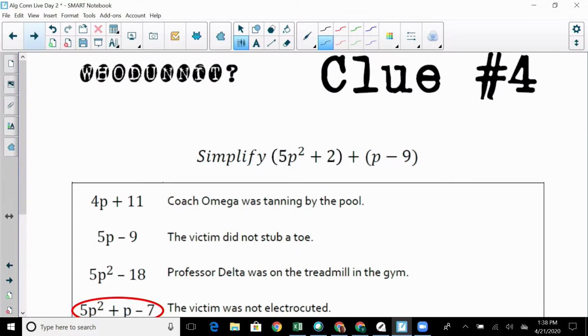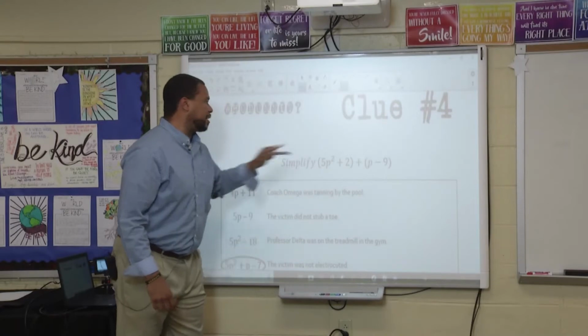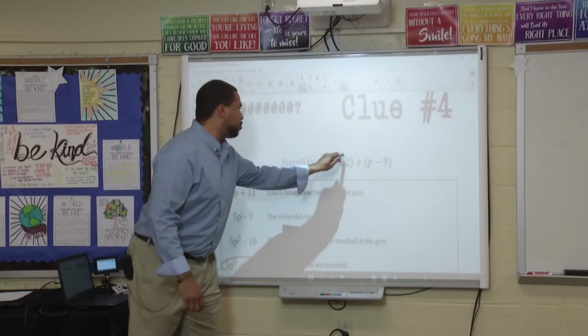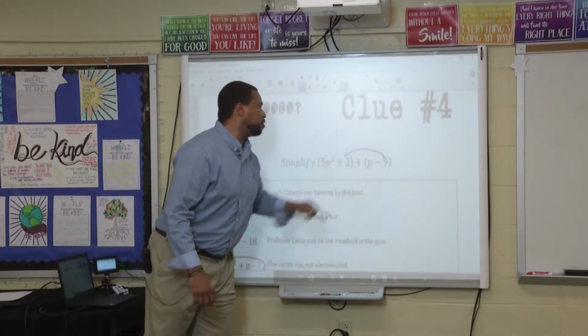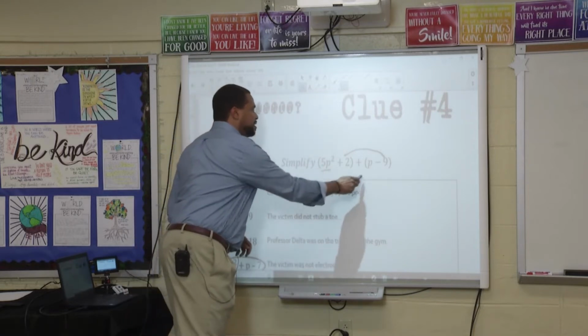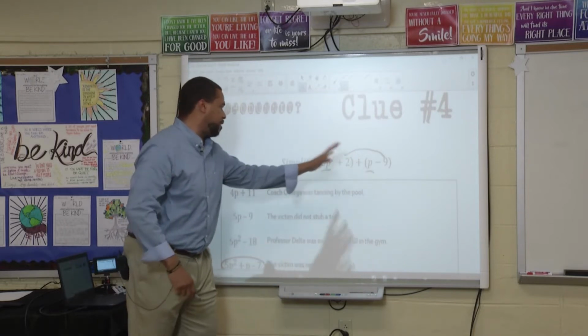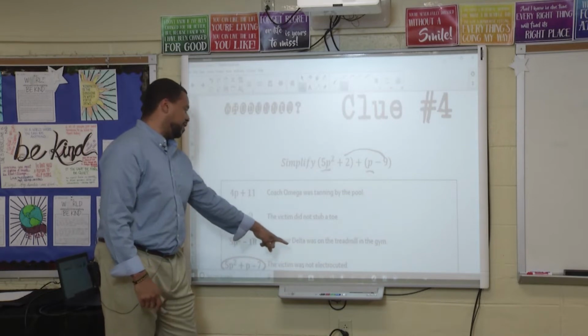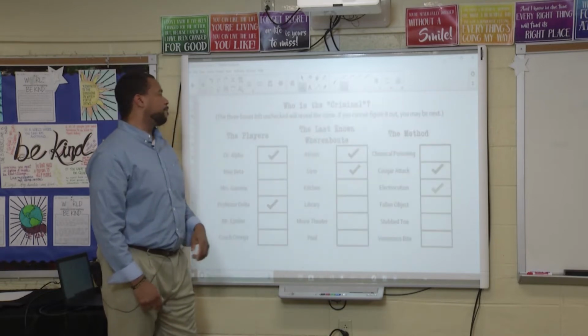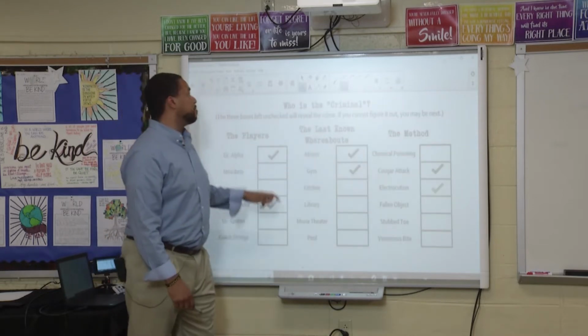The fourth clue was 5p squared. There are no like terms for 5p squared. The other has like terms 2 and negative 9. Those are both constants. These two remain the same, so 5p squared plus p minus 7. So the victim was not electrocuted. Electrocution was not the method.